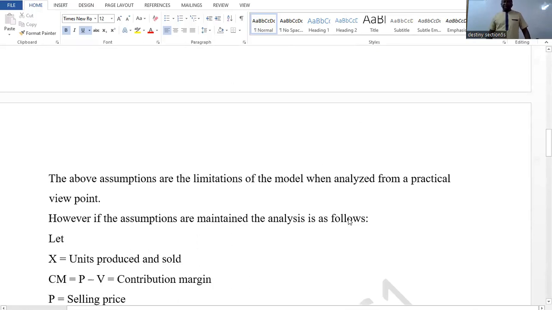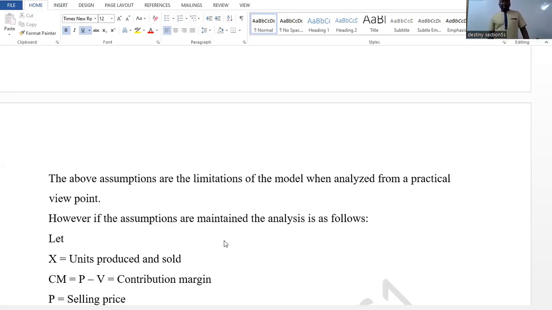Now, the above assumptions, if you are to look at them from a practical viewpoint, they become limitations. Because, for example, you cannot operate a business all through where demand is exactly equal to supply. There are times they will be equal. There are times when demand will be more than supply. And there are times when demand will be less. That's why we will always have stocks, either closing or opening, and they keep on changing. When we say that technology, prices, and the others are not changing, that is also not practical.